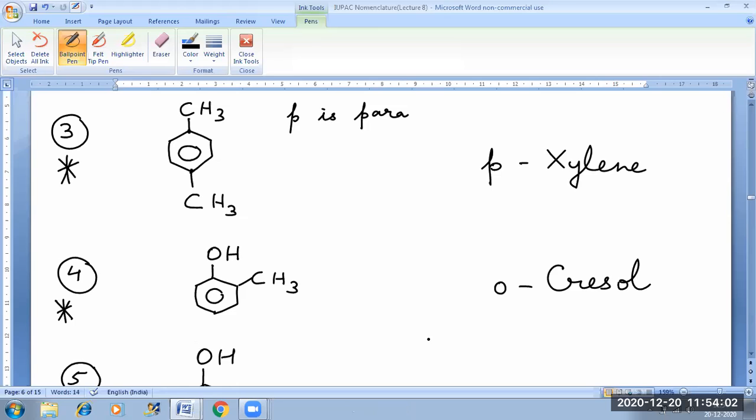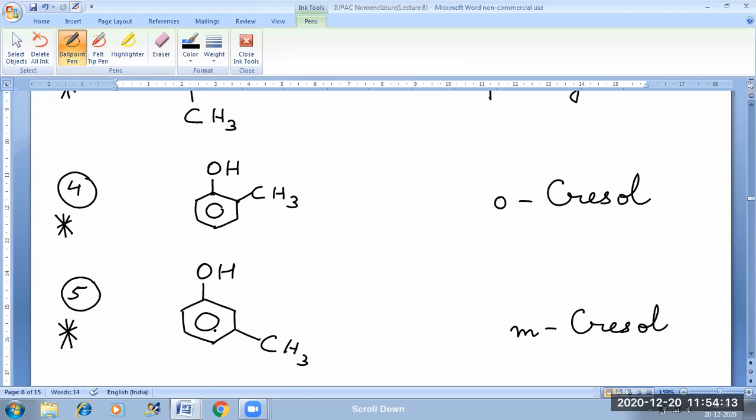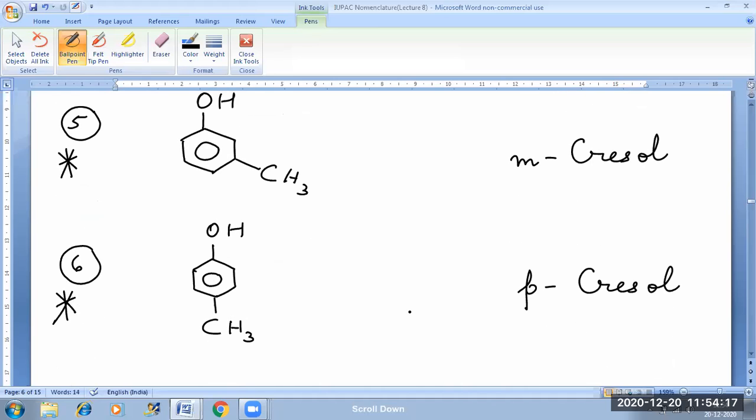Similarly, the fourth compound, if you see, is orthocresol. Why orthocresol? Because these two carbon atoms are adjacent to each other and they have groups attached. This will be metacresol, the fifth one. Similarly, this will be paracresol, the sixth one.